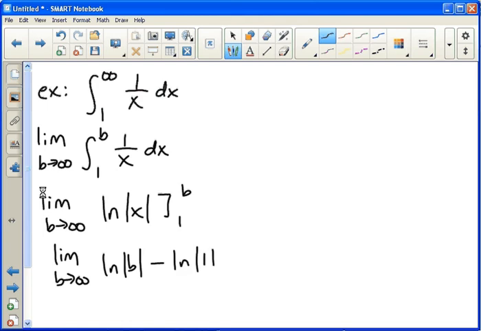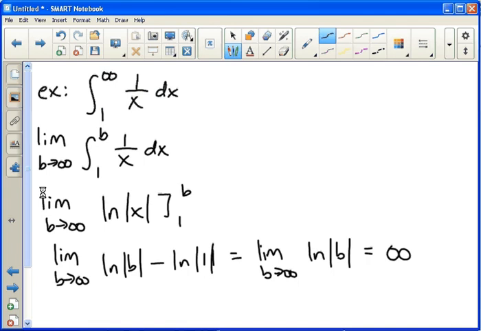Okay, well I don't know if you remember, but natural log of 1 is actually just 0, so we just end up with the limit as b approaches infinity of the natural log of b. Now as b is going to infinity, natural log is also going to infinity. So our limit this time would actually be infinity.